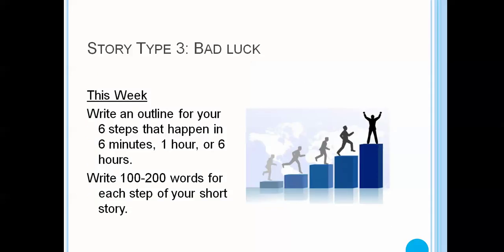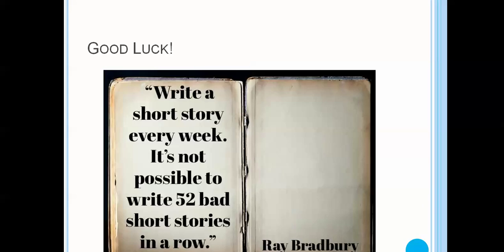All right, so write an outline for your 6 steps that happen, whether it's in 6 minutes, 1 hour, or 6 hours. Write 100 to 200 words for each step of your short story. And remember to write a short story every week. It's not possible to write 52 bad short stories in a row.